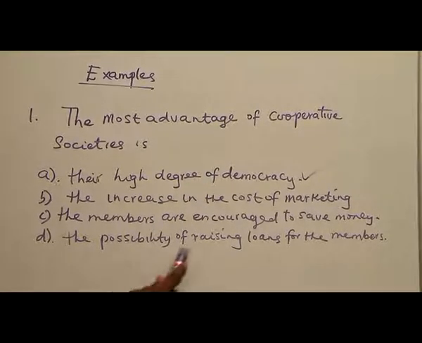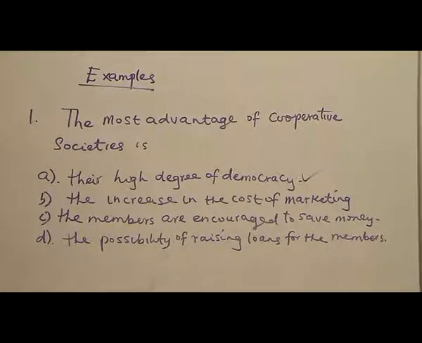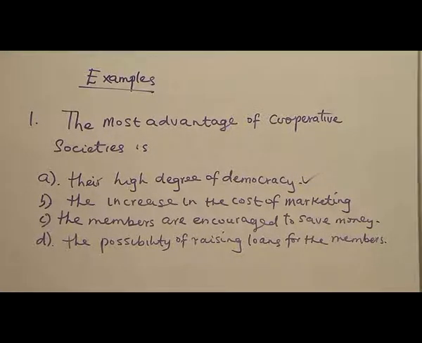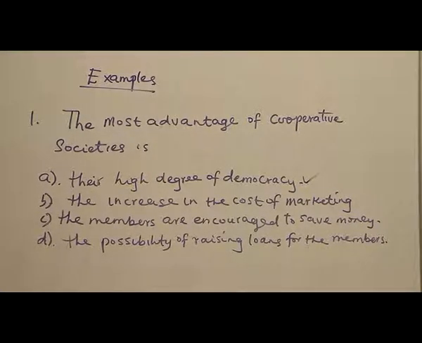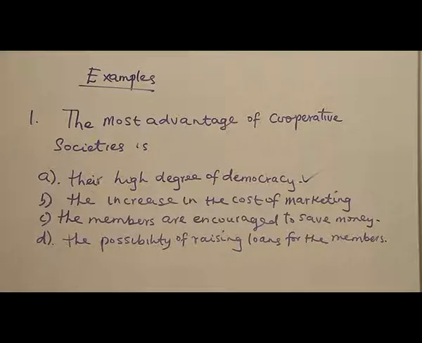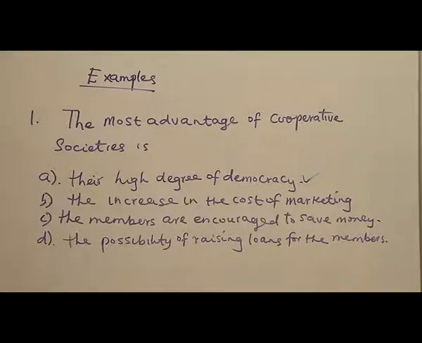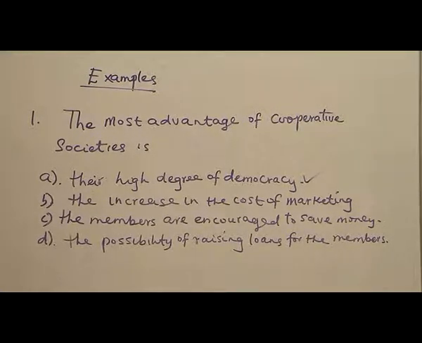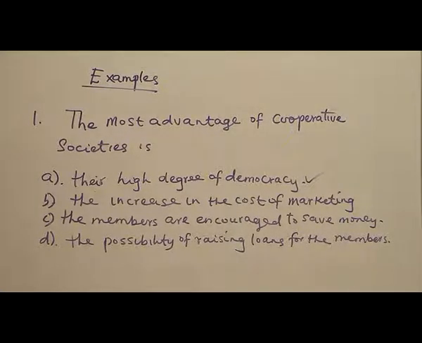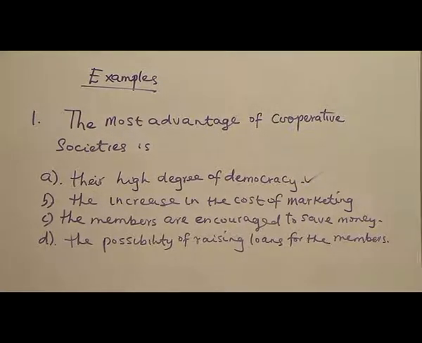D, the possibility of raising loan for their members. In consumer cooperative society, they are not raising loan there. They pool resources together and buy goods at cheaper rates. While in a producer cooperative society, well, they contribute, but they are not talking about loan, though there's a way they assist themselves. But credit and thrift is basically on loan or granting. So A will be preferable to other options.